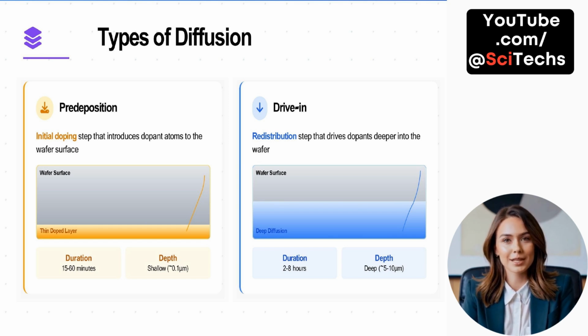The dopants remain concentrated near the surface, resulting in a shallow depth of approximately 0.1 micrometers. This step defines the initial dopant profile and concentration. Following predeposition, the drive-in step redistributes those dopant atoms deeper into the wafer. This redistribution enhances junction depth and improves dopant uniformity.